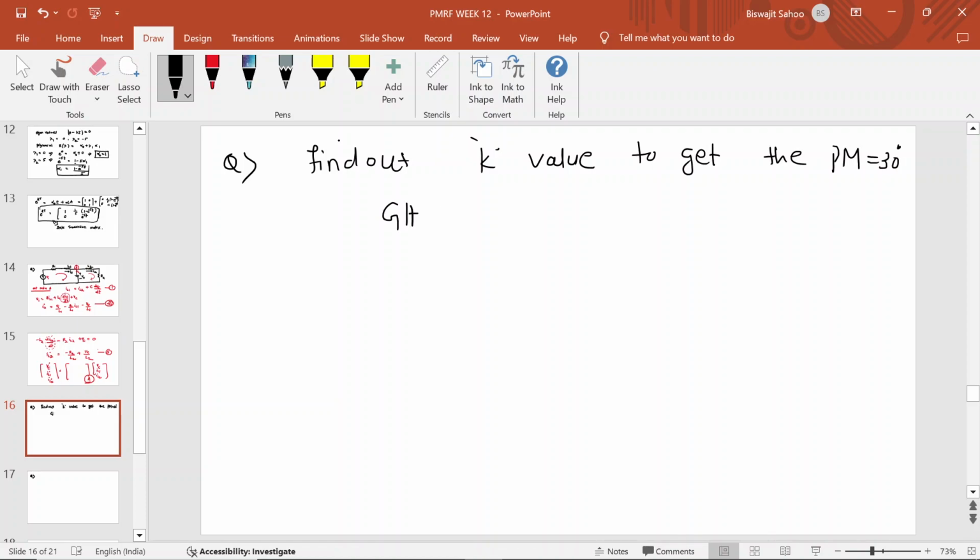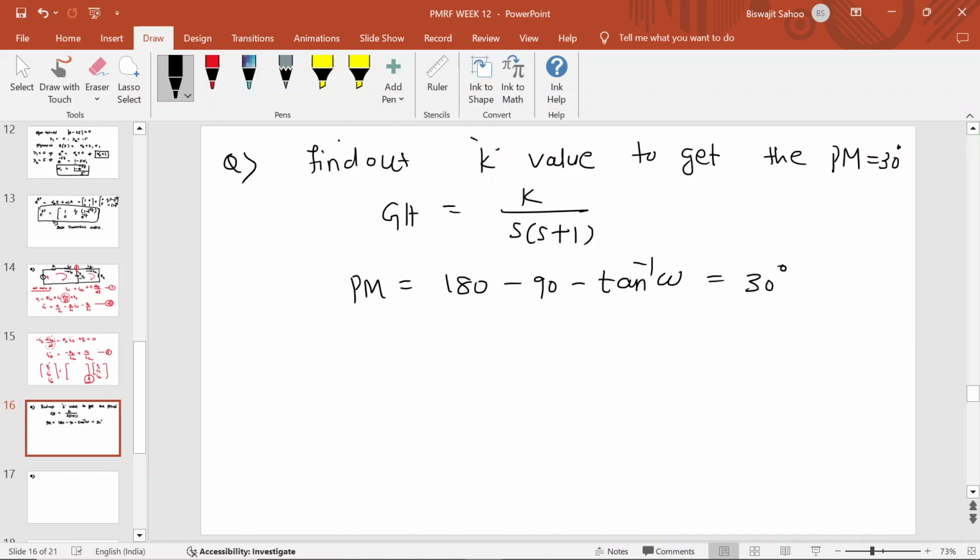G of h is given to you as k divided by s into s plus 1. This is simple, you can find it by using the formula. Phase margin is nothing but 180 degrees minus 90 minus tan inverse omega. The phase margin is given as 30 degrees, so this should be equal to 30 degrees. Simplify: tan inverse omega is 60 degrees. The omega at this point is your omega GC.